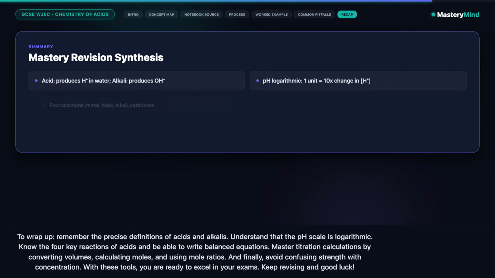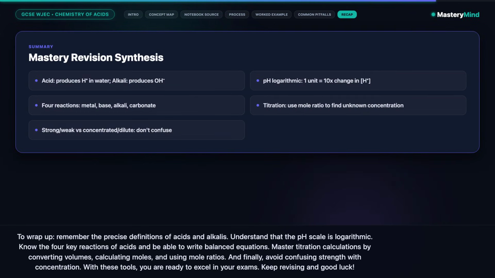To wrap up, remember the precise definitions of acids and alkalis. Understand that the pH scale is logarithmic. Know the 4 key reactions of acids and be able to write balanced equations. Master titration calculations by converting volumes, calculating moles, and using mole ratios. And finally, avoid confusing strength with concentration. With these tools, you are ready to excel in your exams.